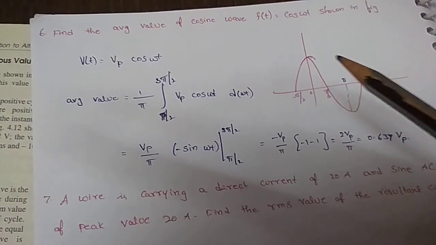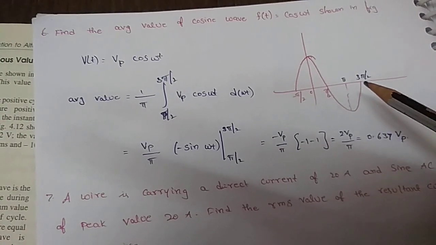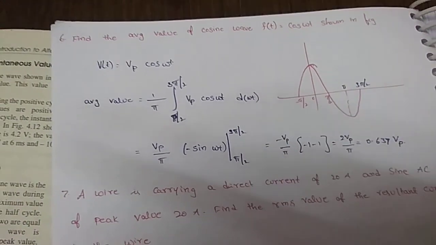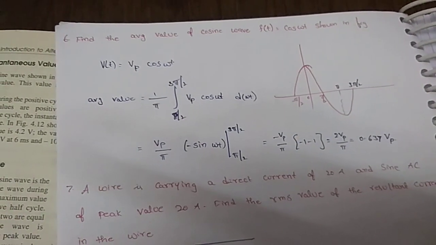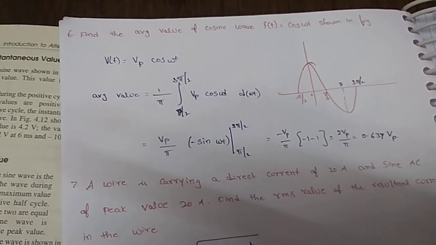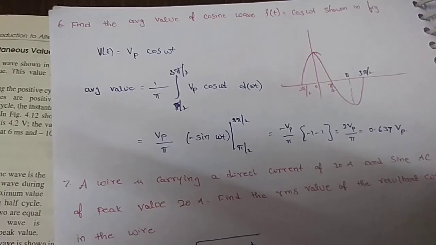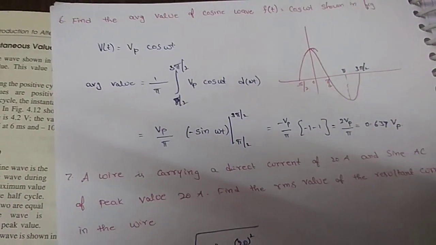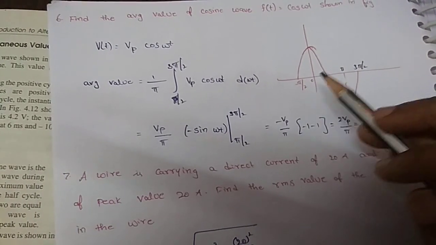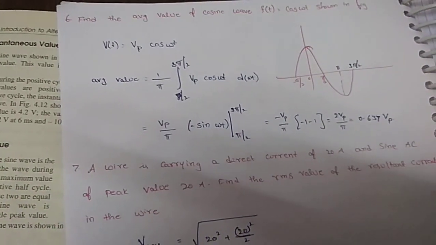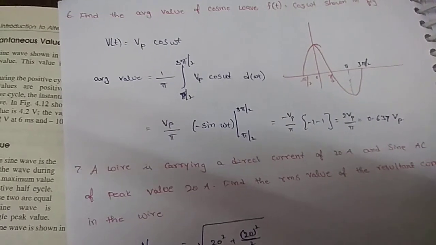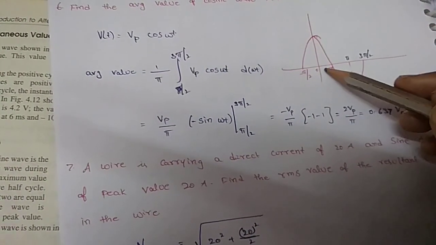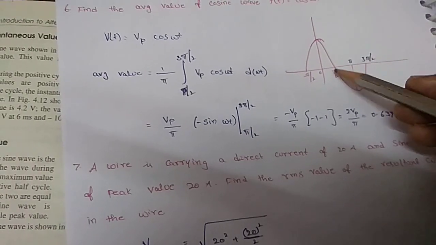I already stated that average value is calculated for a half cycle. You may consider either the positive cycle or the negative cycle, whichever, but we want to find the average value only for a half cycle. There is no compulsion to take only the positive or only the negative cycle. Here I am considering the negative cycle.